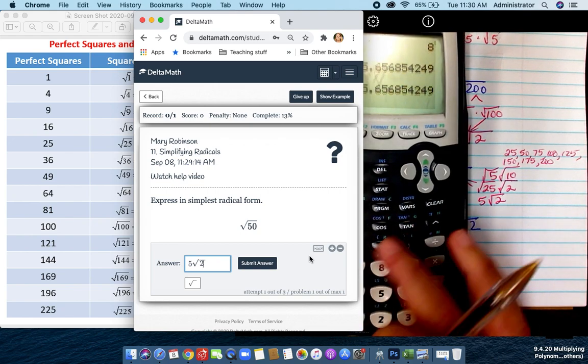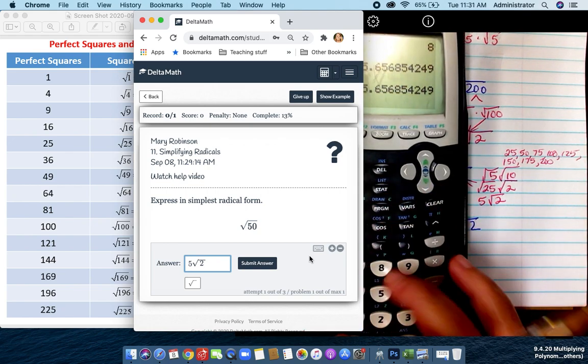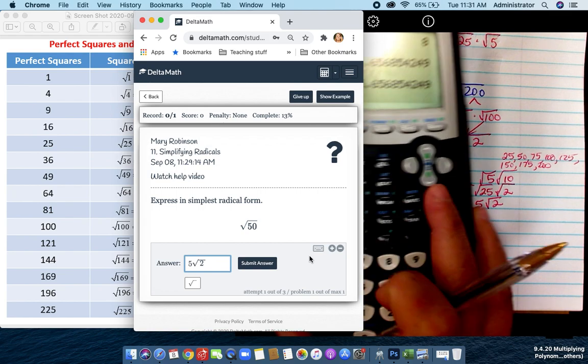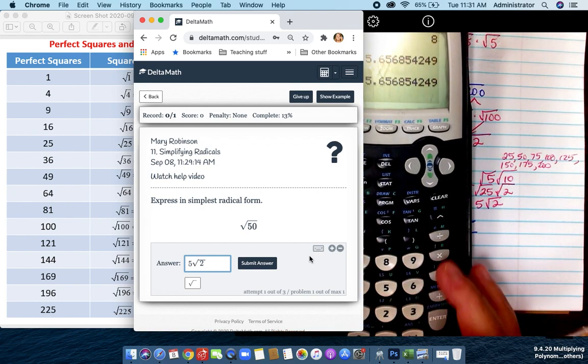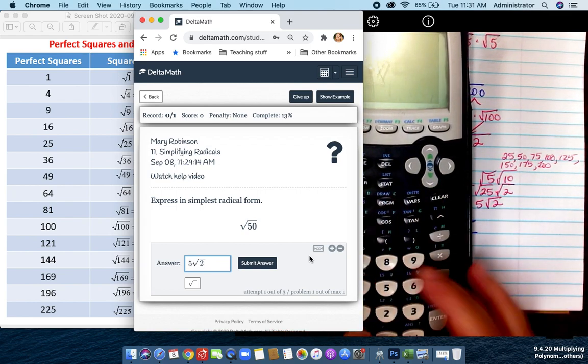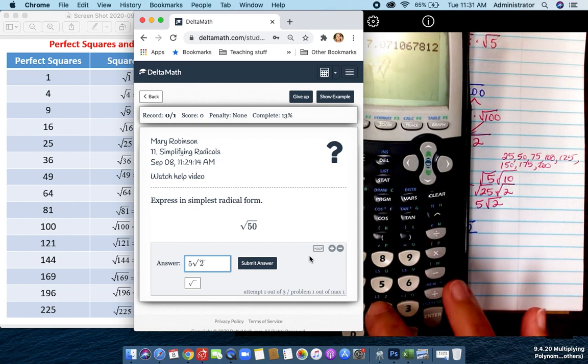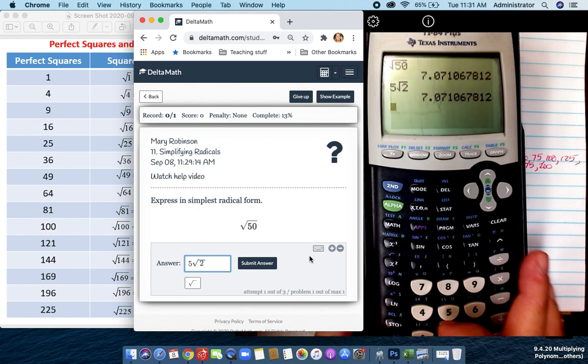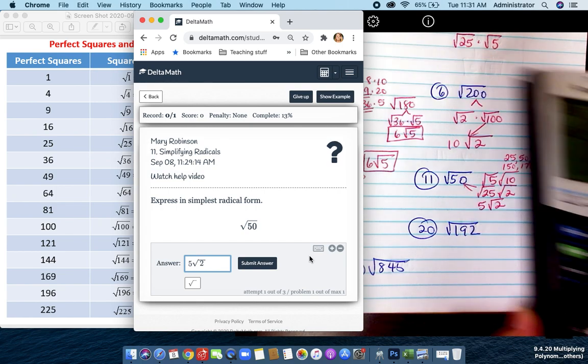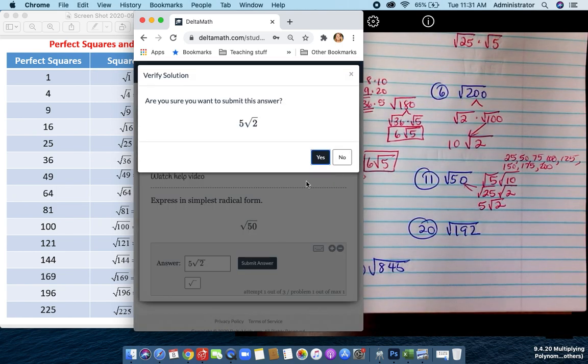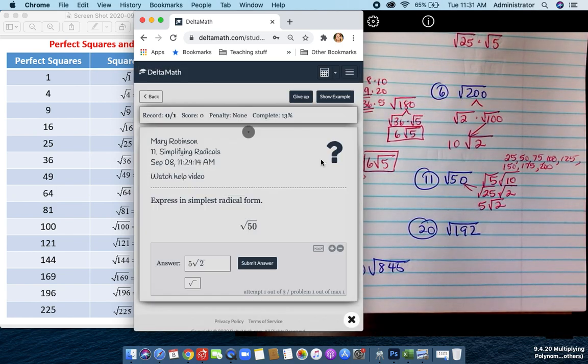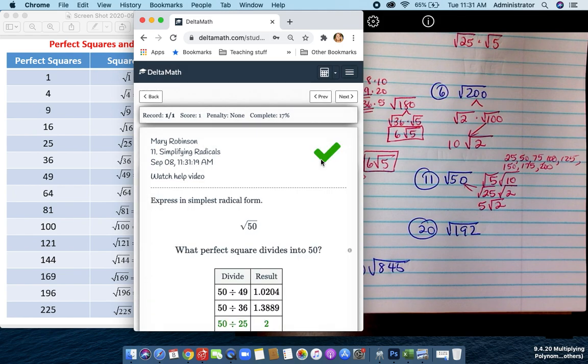Now again, I definitely want to use my calculator to check. Yep, square root 50 and 5 root 2. And those are equivalent. Sorry about that. So you should be able to feel confident about that. So I'm going to submit my answer. And I'm good.